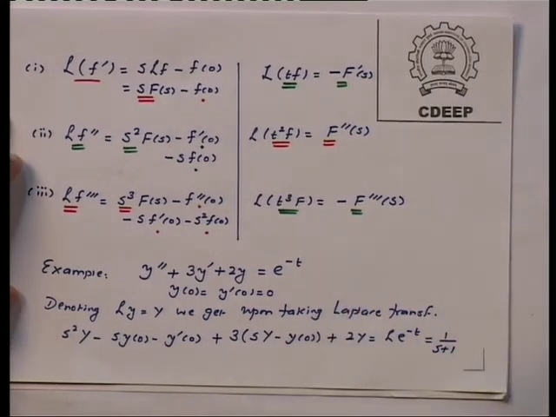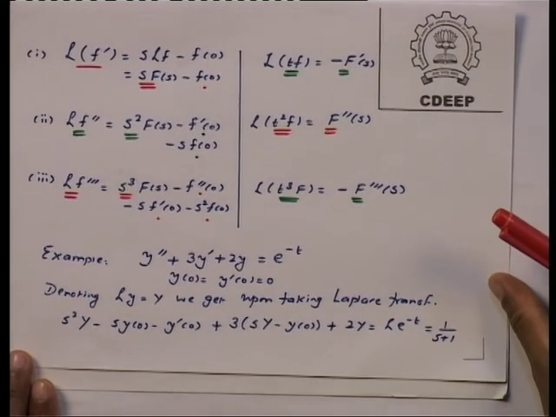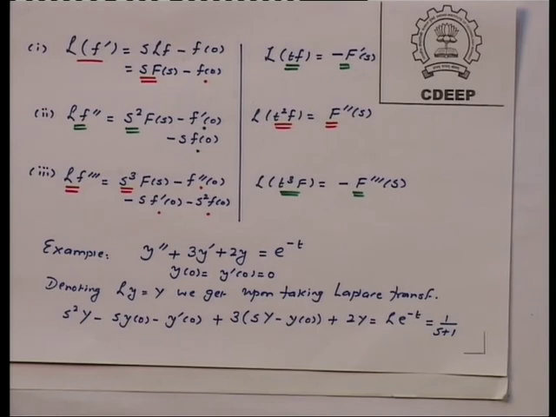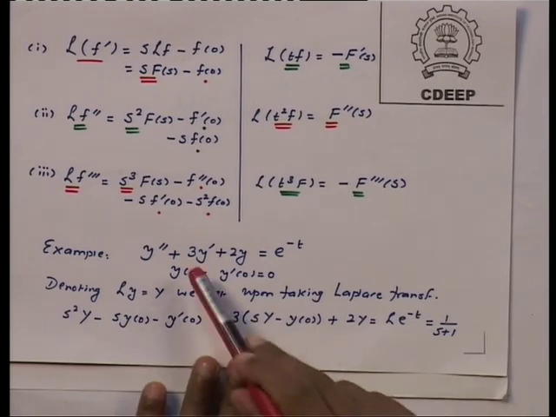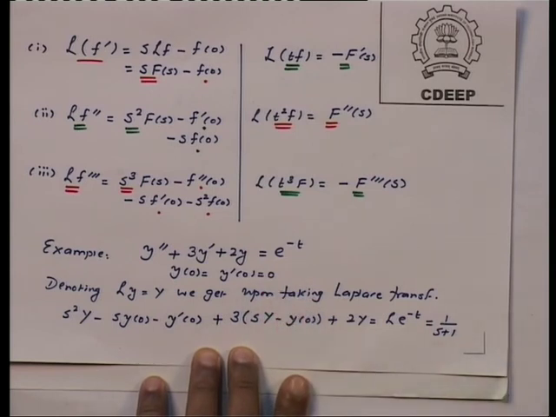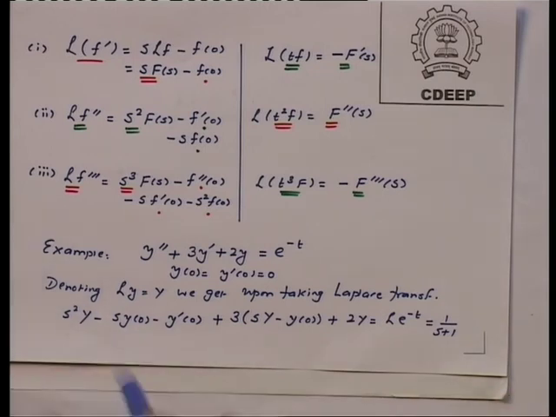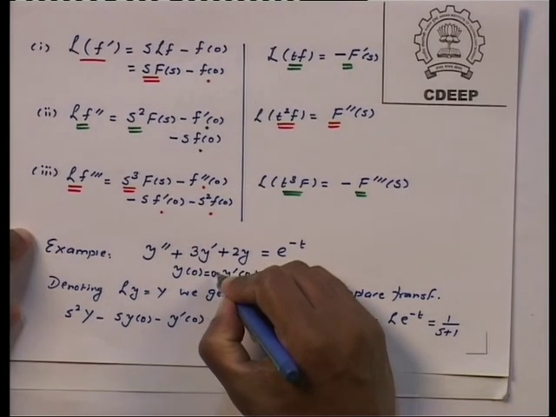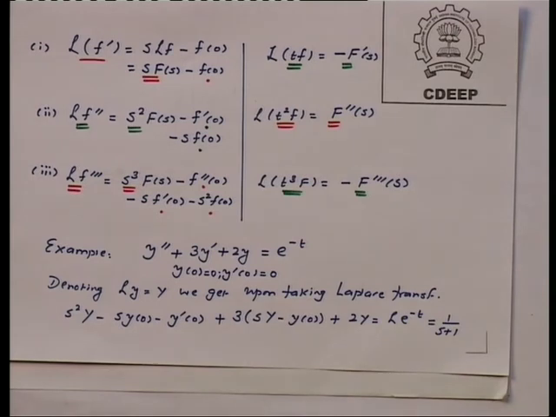So let us now take a simple example. You can just write down the equation: y double prime plus 3y prime plus 2y equals e to the power minus t, correct. y of 0 is 0 and y prime of 0 is also 0.